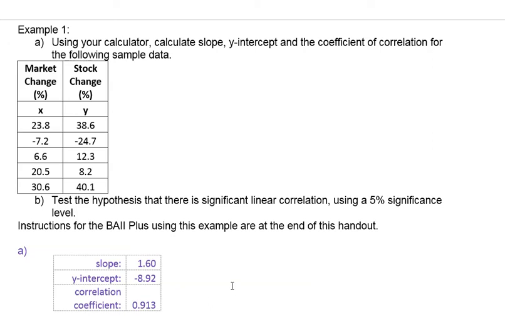The steps will be a little different if you're using a different sort of calculator, but this is the calculator that you've been asked to use for this course, so that's why I've given you instructions for those ones.